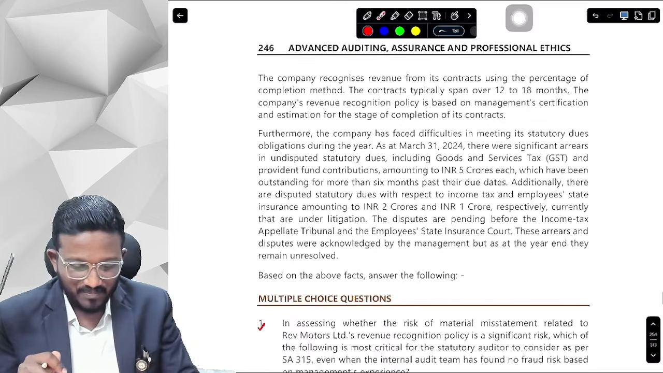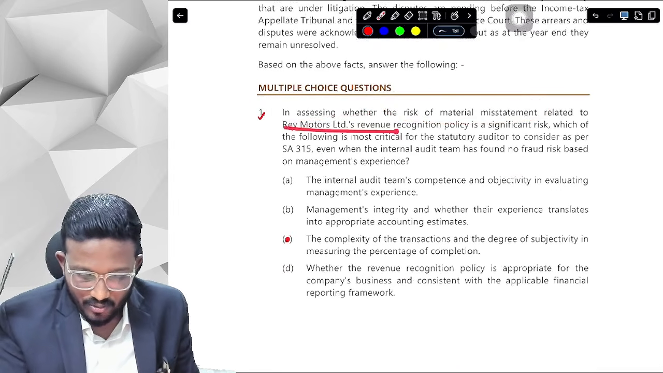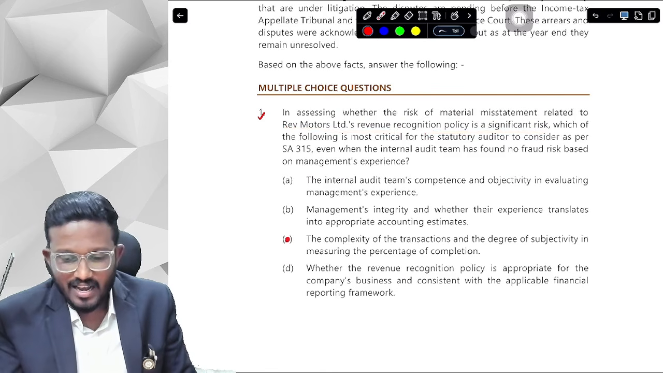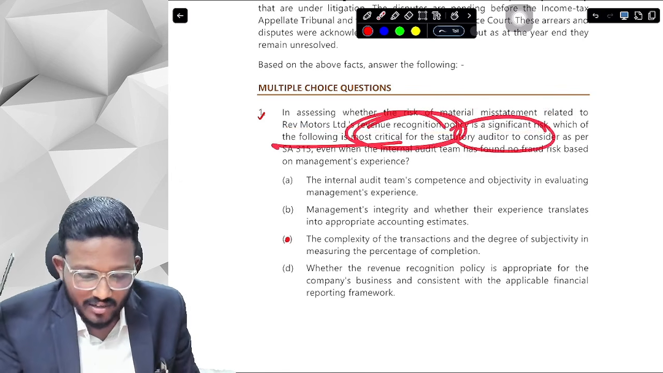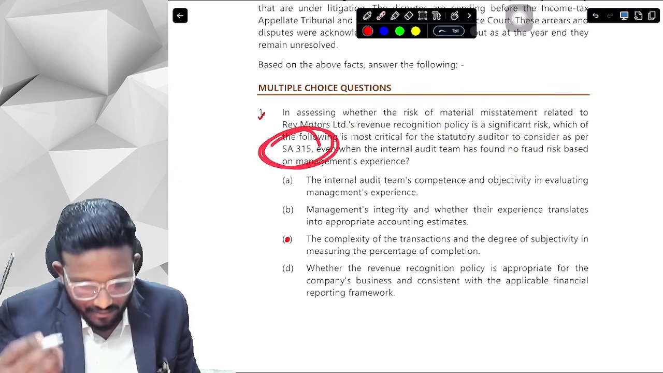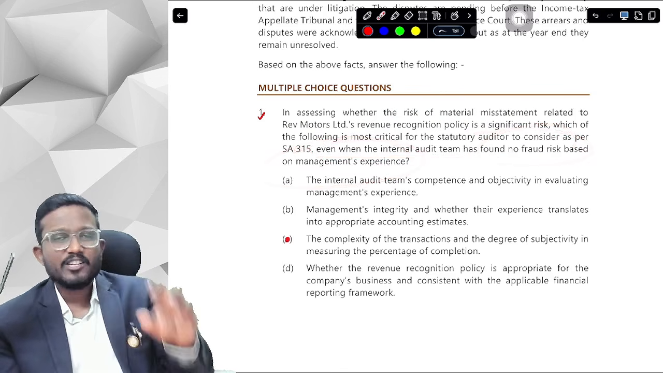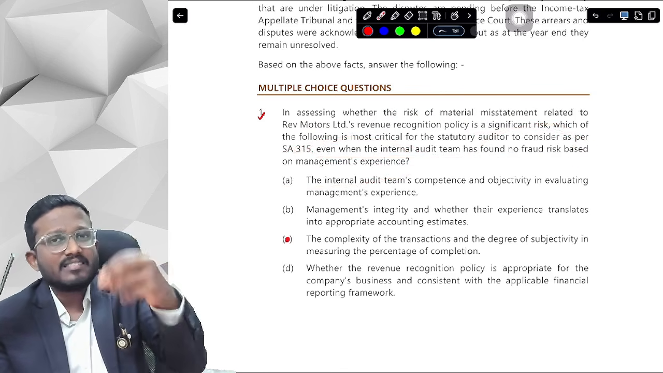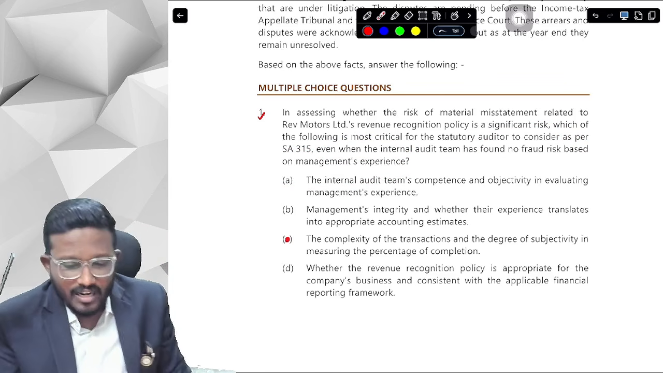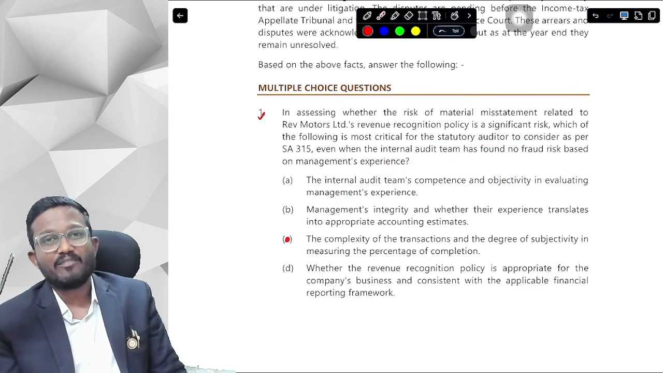Let's just see. So it is saying that while assessing the risk of material misstatement relating to revenue recognition policy, this is a significant risk. Now, which of the following is the most critical for the statutory auditor to consider as per SA 315, even when the internal audit team has found no fraud risk based on the management experience? So basically, there are some factors through which we consider whether the risk is a significant risk or not. Now we have to identify which of these is that one factor which we consider while identifying significant risk.